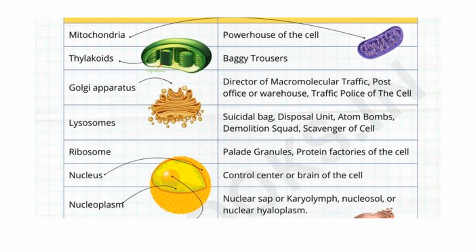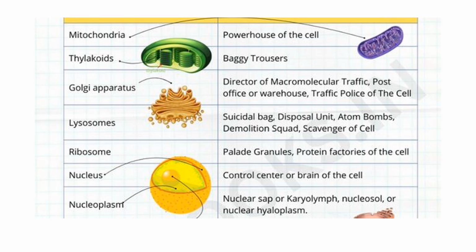This is a list of nicknames for cell organelles. Mitochondria: powerhouse of the cell. Thylakoids: baggy trousers. Golgi apparatus: director of macromolecular traffic, post office or warehouse, traffic police of the cell. And lysosome: suicidal bag, disposal unit, atom bombs, demolition squad, scavenger of the cell.